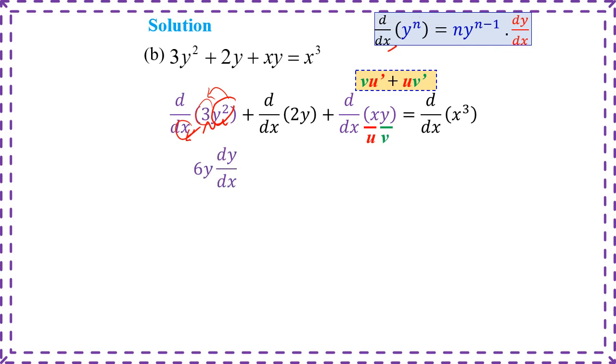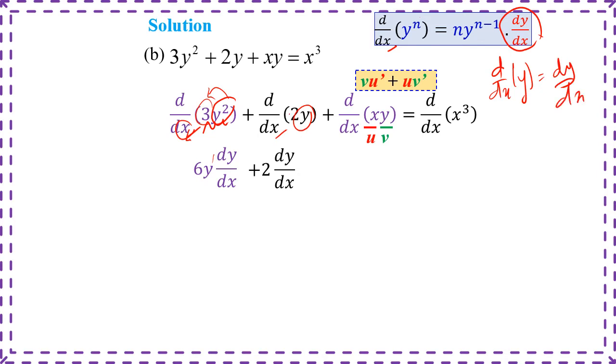Then 6y to the power of 2 minus 1 will be 6y to the power of 1 multiplied by dy/dx. Don't forget the dy/dx. And then differentiate 2y with respect to x. We still need to apply implicit differentiation because of y. So differentiating y with respect to x is equal to dy/dx. So we have 2 as the coefficient, multiplied by the derivative of y with respect to x, which is dy/dx.